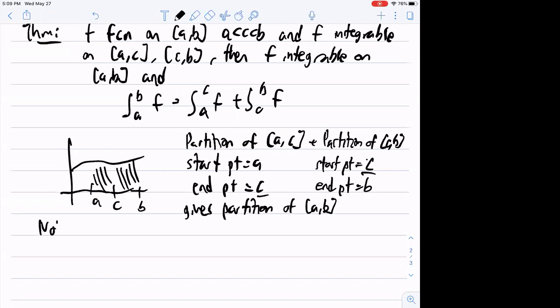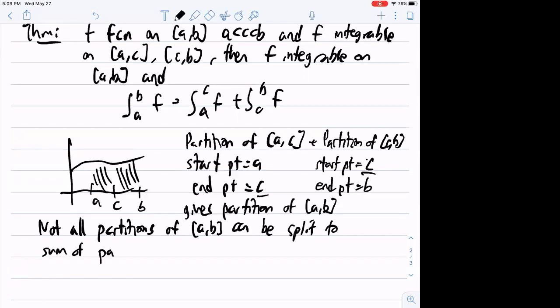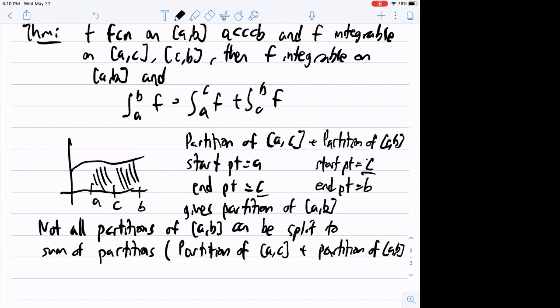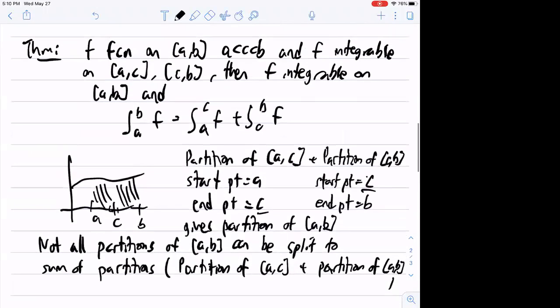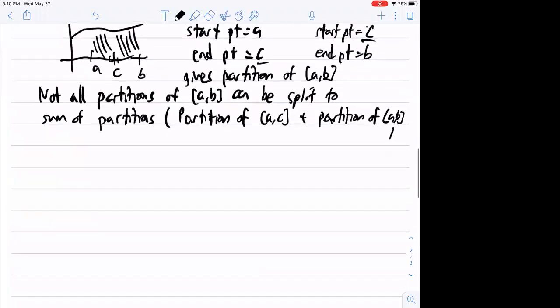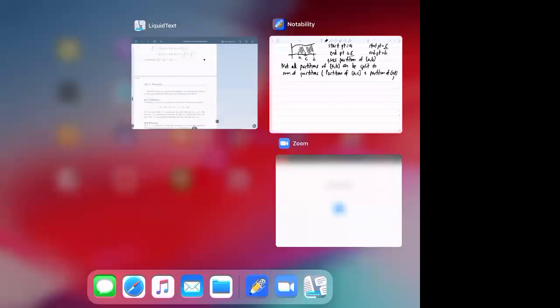So not all partitions of AB can be split into a sum of partitions, right? What I mean by this is a partition of AC plus a partition of CB. Of course, the idea of the argument is you could choose points close to it. But that's why it's not a priori obvious, because not every partition of AB can be split into a sum. Okay. Any questions so far?